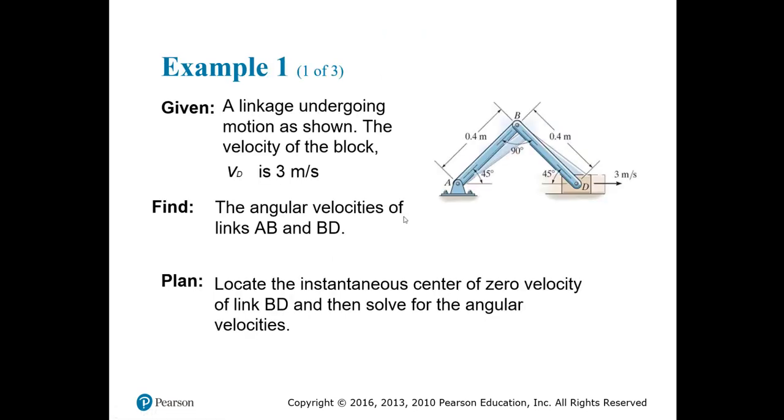All right, now we'll be solving an exercise based on everything that we've been covering so far. A linkage is undergoing motion as shown right here. The velocity of the block D is given, which is 3 meters per second, and we need to find the angular velocities of links AB, which is from here to here, and then BD from here to here. So the plan would be to locate the instantaneous center of zero velocity of link BD, and then solve for the angular velocities.